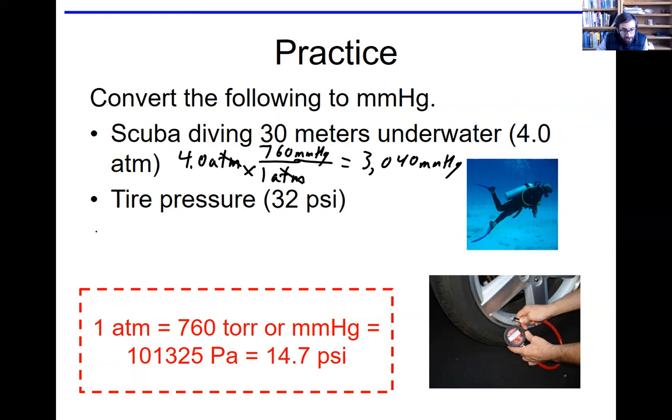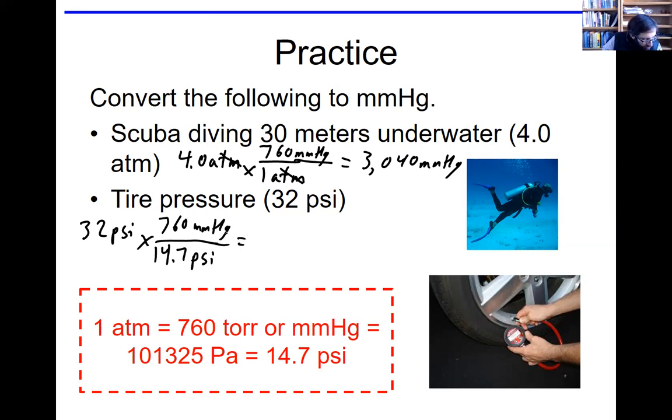Now let's do tire pressure. What's 32 psi in millimeters of mercury? Well, we know from this conversion given to us that for every 14.7 psi, psi, by the way, stands for pounds per square inch, so it's another one of these force divided by area types of pressure units. They all are that, but this unit really shows you that pounds per square inch, just like newtons per square meter. 14.7 psi for every 760 millimeters of mercury.